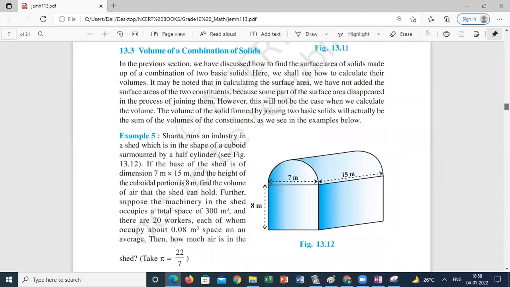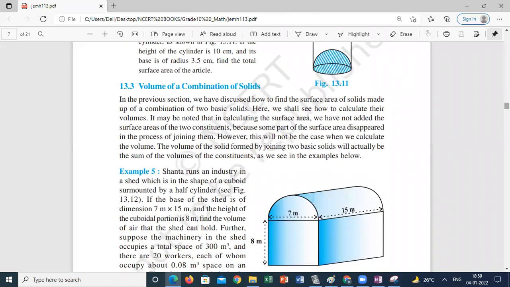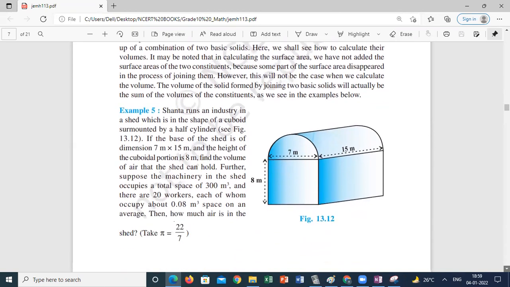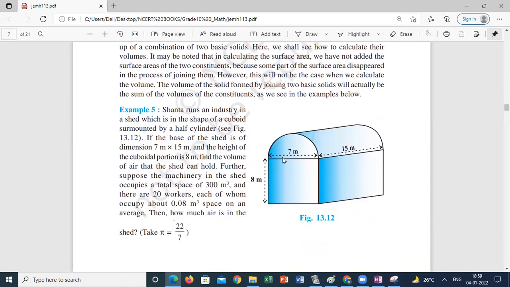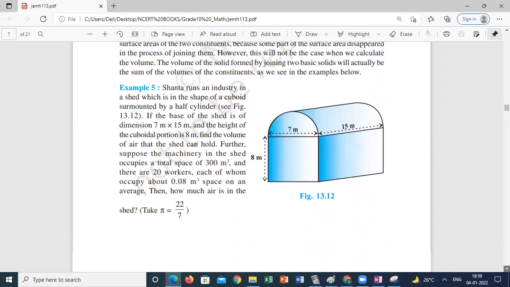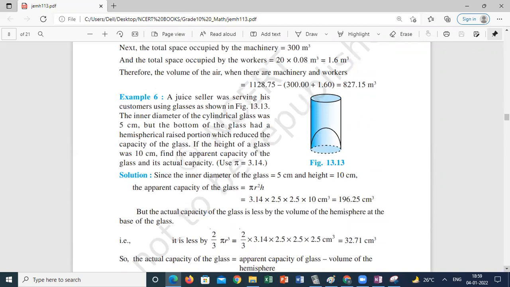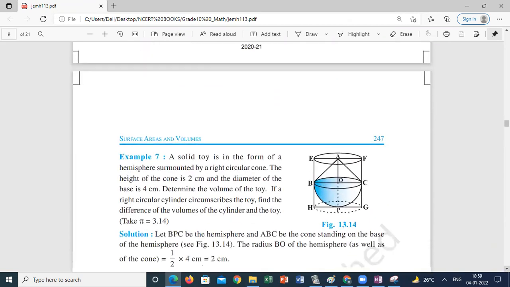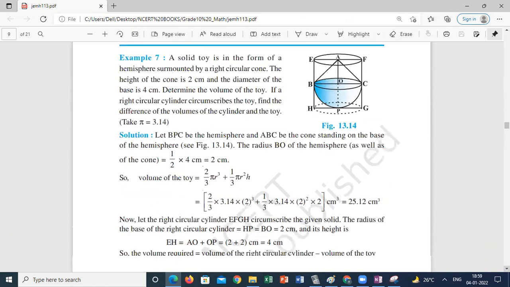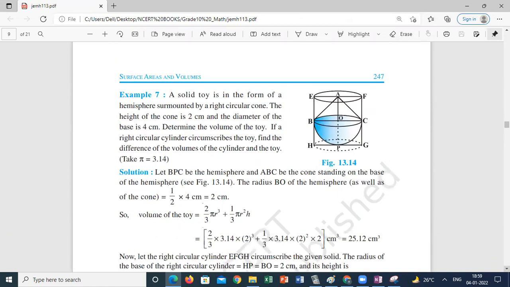Next class, volume of the combination of solids and conversions. These two parts are remaining. Frustum of the cone is removed. So in the next class, we will start the volumes of the combination of solids. Now we are done with surface areas. Suppose half of a cylinder plus a cuboid. This is cylinder minus hemisphere volume. When it comes to volumes, it is a little easier, but the complication is only in the calculations.